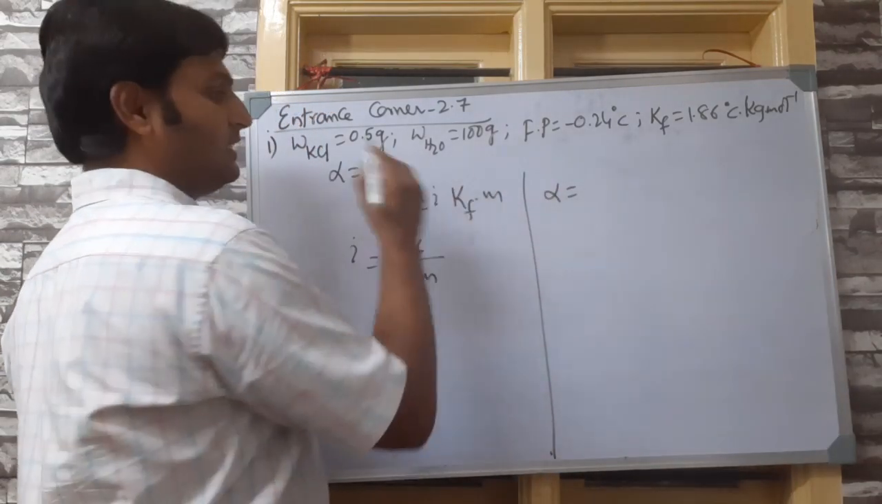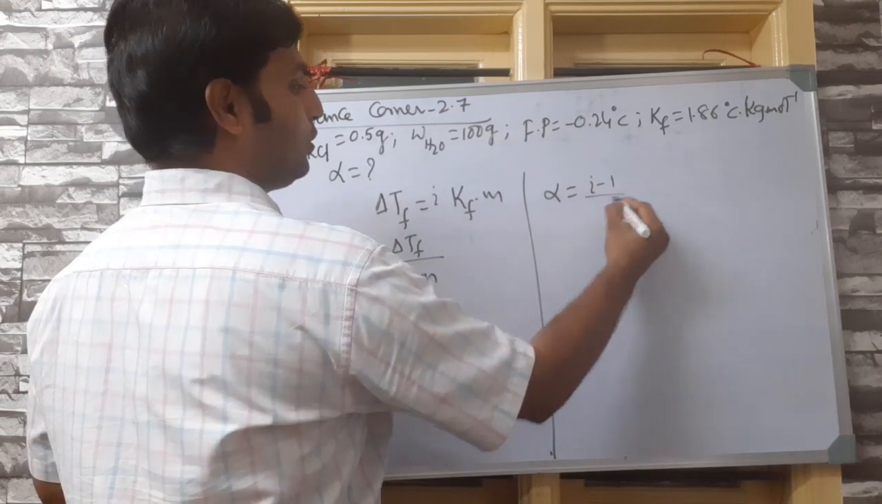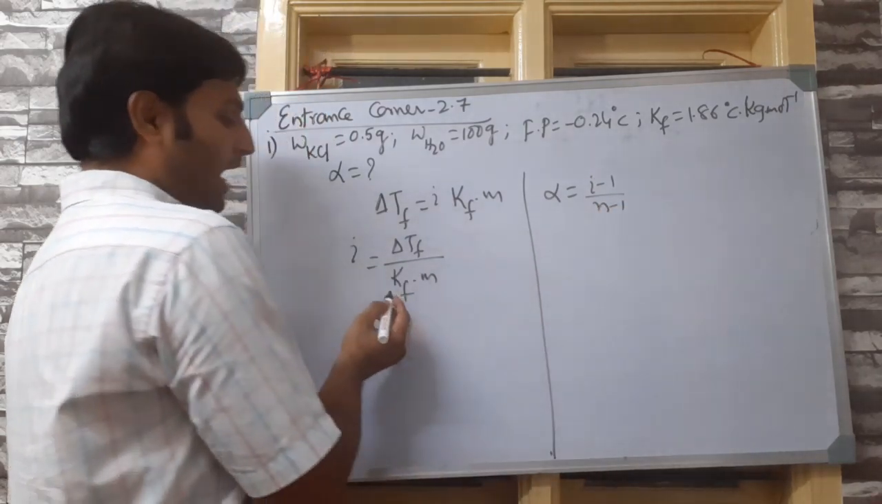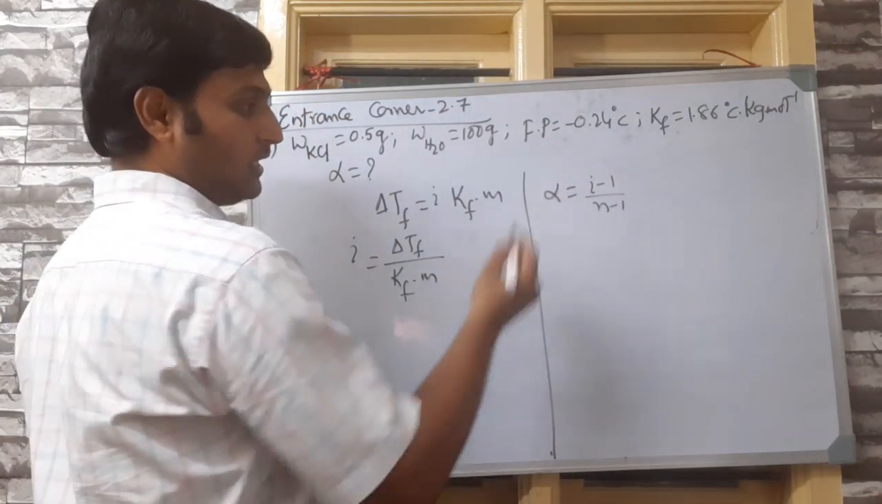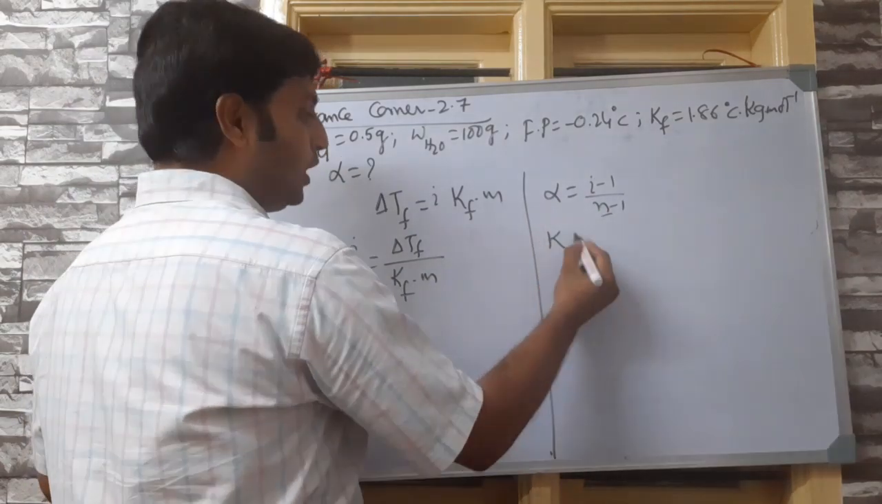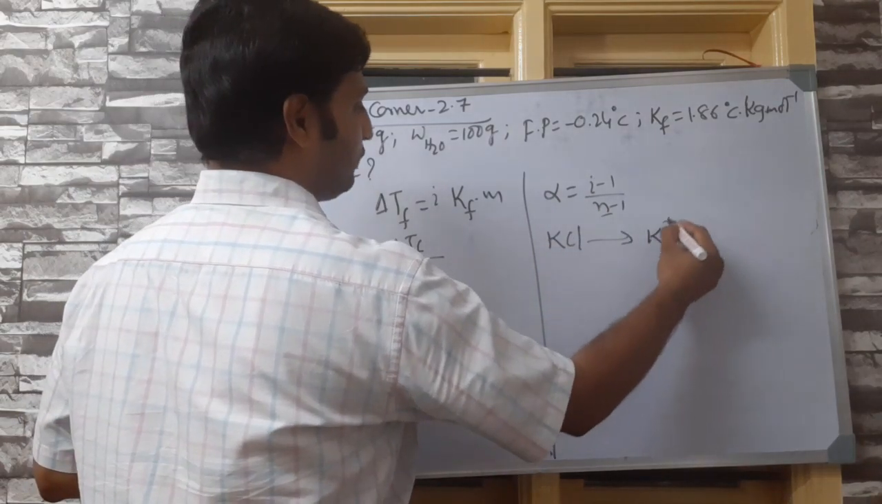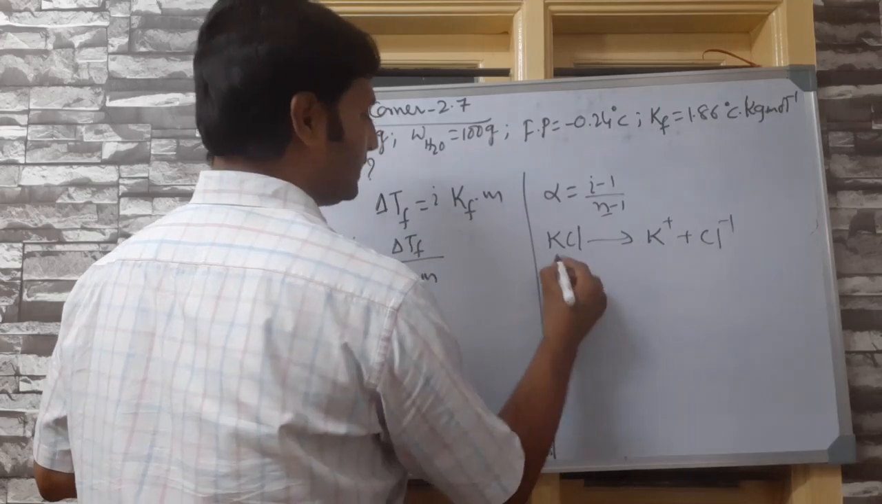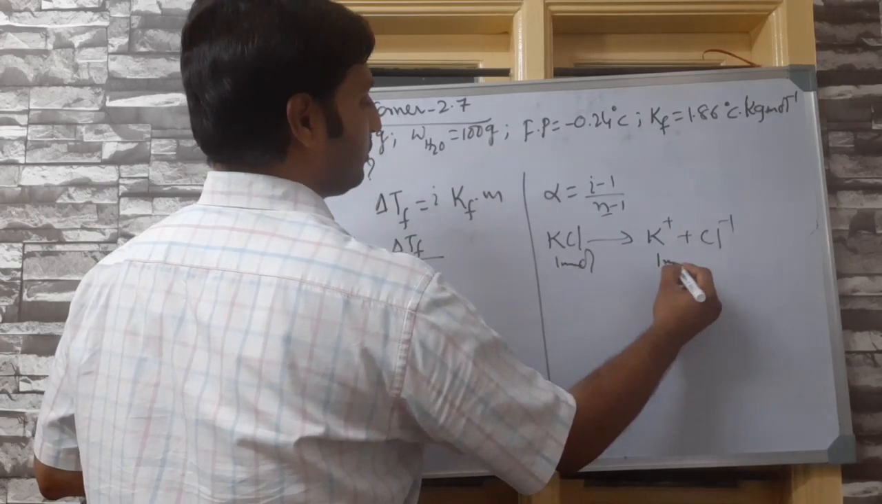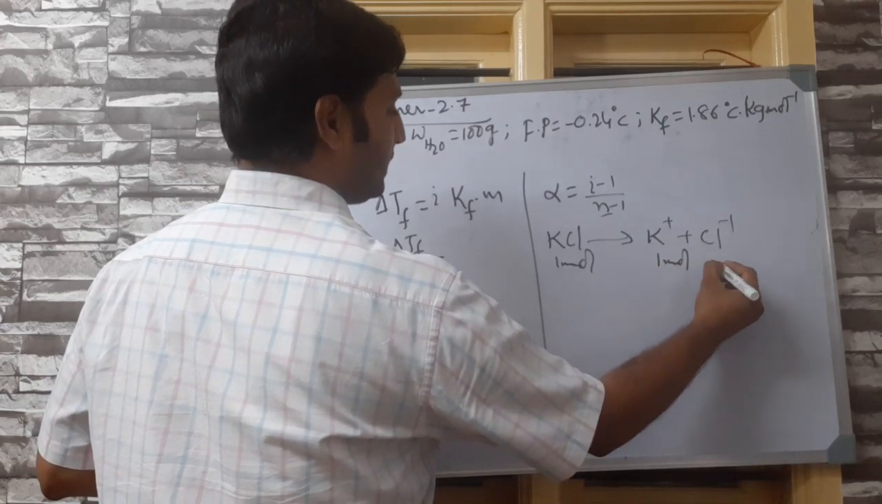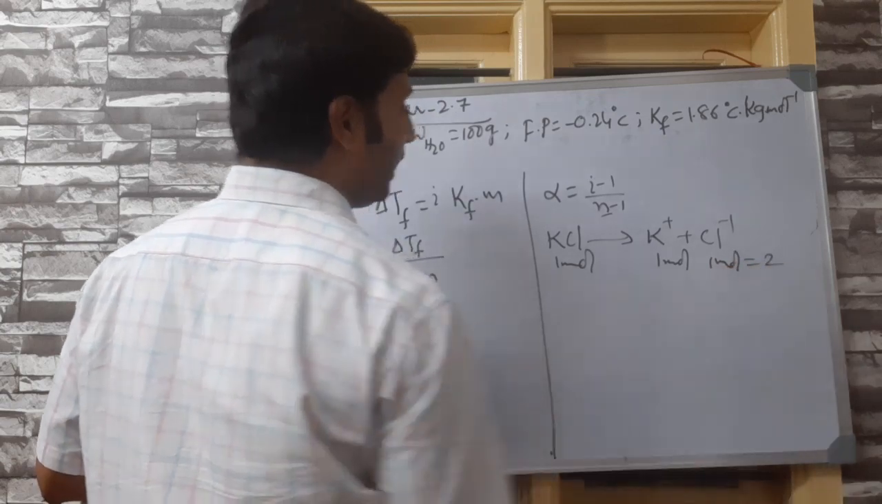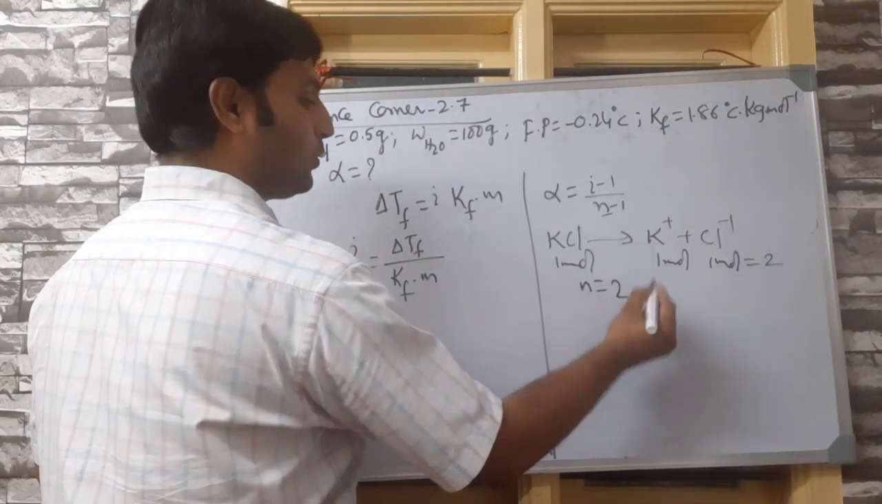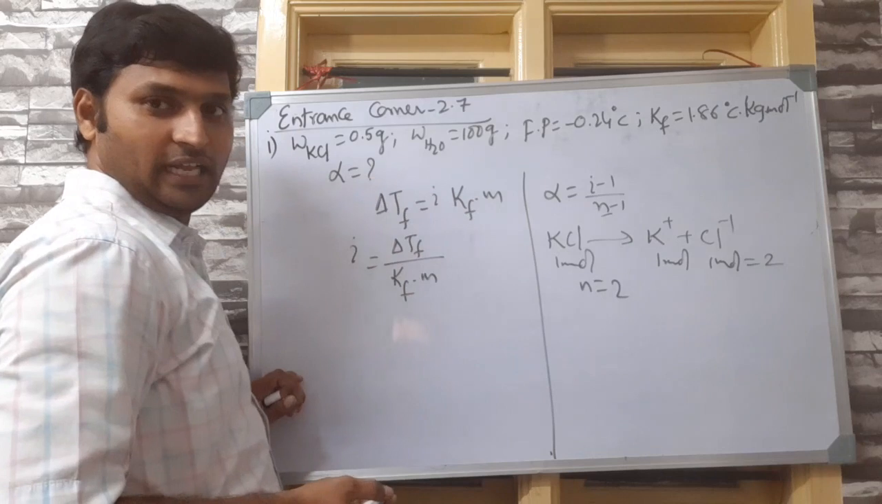Then in the second step, you calculate alpha. Alpha is equal to, because it is dissociation, I minus 1 by N minus 1. I you are getting in the first step, you will be substituting here. Then what about the N value? You know potassium chloride dissociates to form K plus and Cl minus. That means 1 mole of potassium chloride gives 1 mole of K plus and 1 mole of Cl minus. So totally there are 2 moles. So the N value is equal to 2. Substituting the N value, we will get it here.